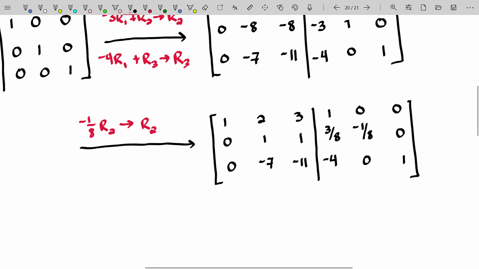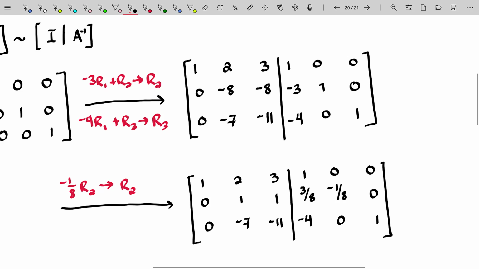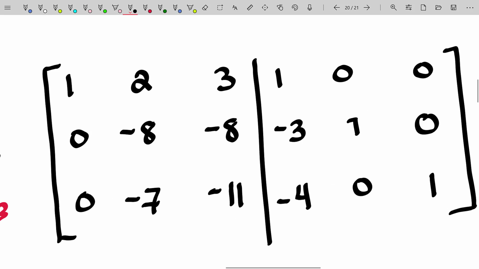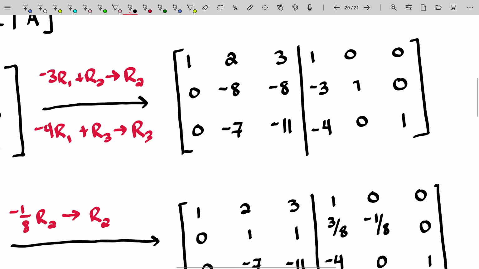And you see an issue where we start getting fractions involved. Generally I try to tell students, avoid fractions till the very end. But in this case, this -8 and that -7 are just not going to kill each other off easily without introducing some fractions. So I just decided to do it.